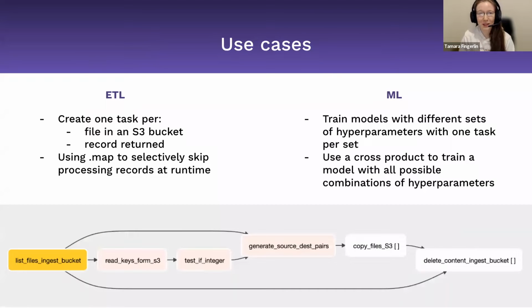Of course, Airflow is used for many, many things worldwide. So there are a ton of use cases for dynamically mapped tasks, but I want to focus on two here. One is in ETL.